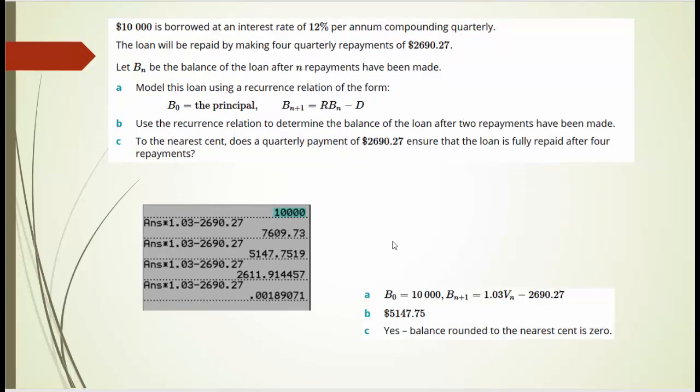Here's another question, similar way of approaching the problem. 10,000 is borrowed at an interest rate of 12% per annum, compounded quarterly, and of quarterly repayments of 2690.27. Now part A asks you to write a recurrence relation, so B0 is $10,000, comma, remember, and then B n plus 1 will be the rate, which is 3% each quarter, so 1.03 times Bn, so the previous term, minus D, which is 2690.27.